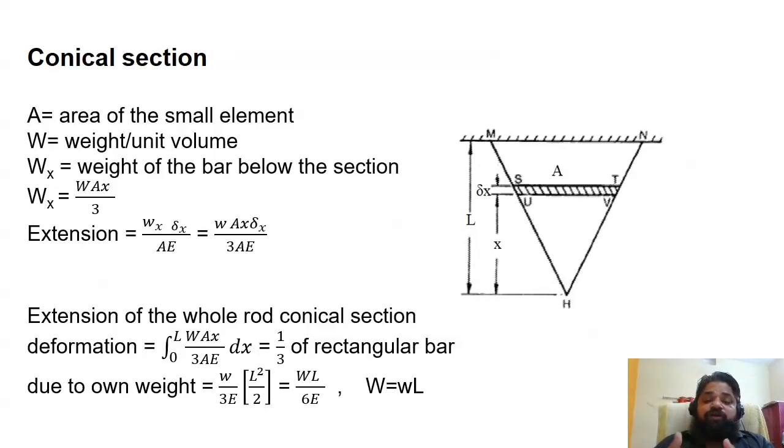And similarly, if you see the extension of the whole conical section, it is 1/3 of the rectangular bar. If it is due to its own weight and a small delta x area has been taken, 1/3 of that we will get over here. That means if the conical section deforms due to its own weight, the deformation will be 1/6, instead of 1/3 of the rectangular bar, and due to own weight the final value will be WL by 6AE, as against what we did in the case of the rectangular section.